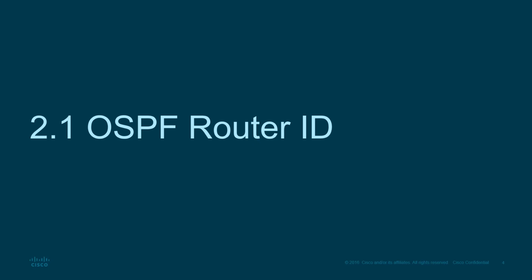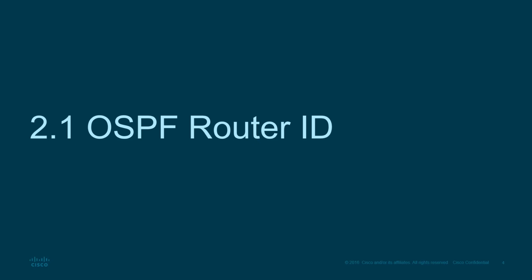That's it, right? And usually these ASBRs are connected to the ISP or something else, or to another segment of the network running a different type of routing protocol, such as EIGRP or BGP, whatever. Is that clear? Cool. So now let's talk about the router ID.